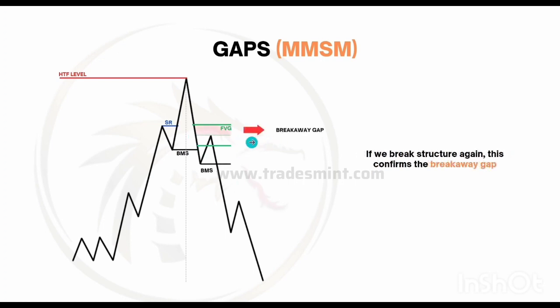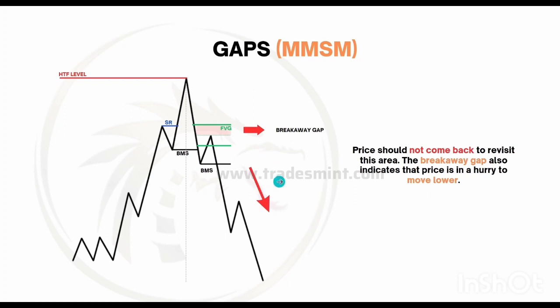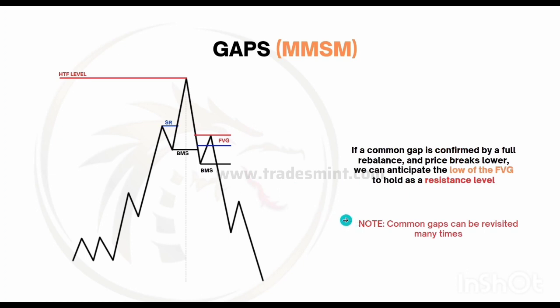The breakaway gap is confirmed once we break below this short-term swing low. We then expect price to remain heavy and do not expect price to revisit this area. Again, this also indicates that the algorithm is in a hurry to reprice lower. Again, as mentioned before, common gaps can be revisited many times.